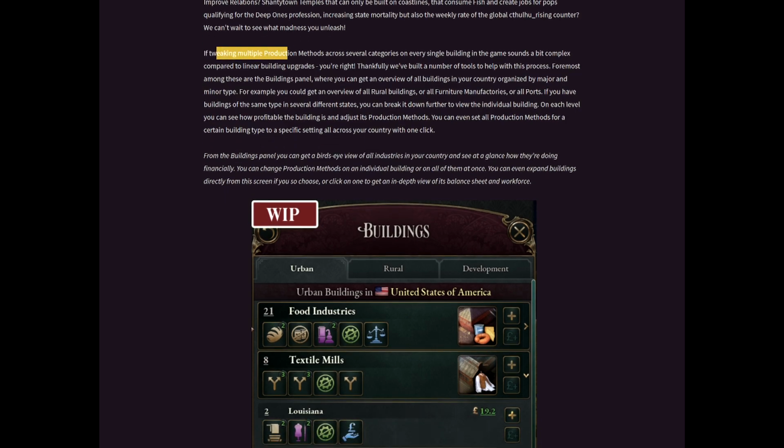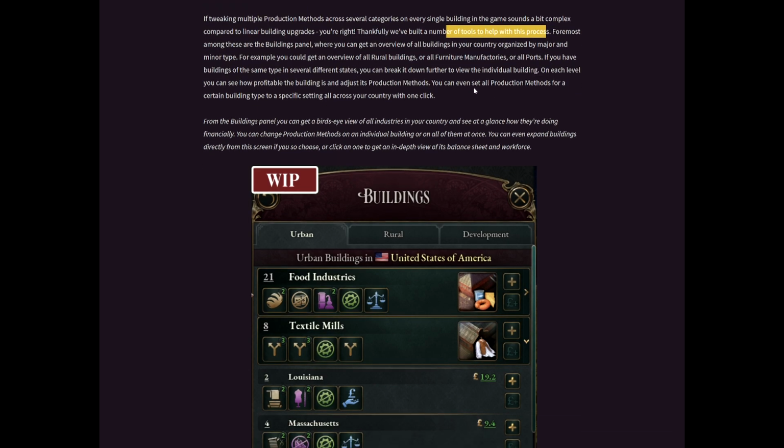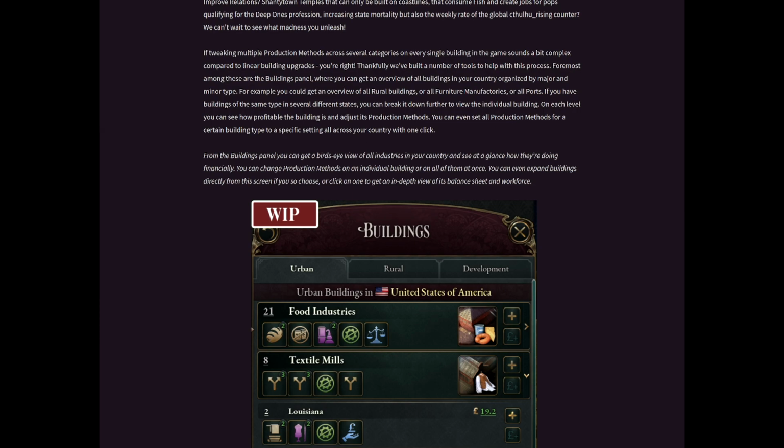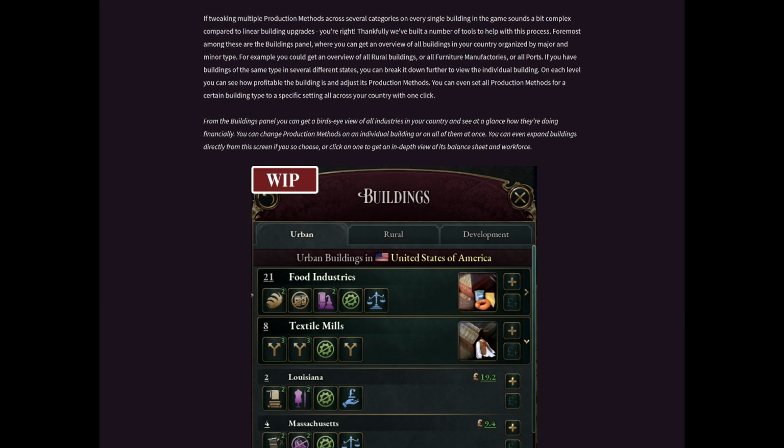If tweaking multiple production methods across several categories on every single building in the game sounds a bit complex compared to linear building upgrades, that's right. But they've added a number of tools to help with this process. So there's the buildings panel, which we have below here. You can get an overview of all buildings in your country organized by major and minor type. For example, all rural buildings, furniture manufactories, ports.